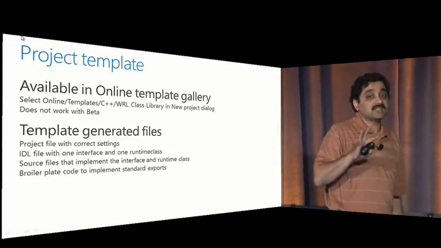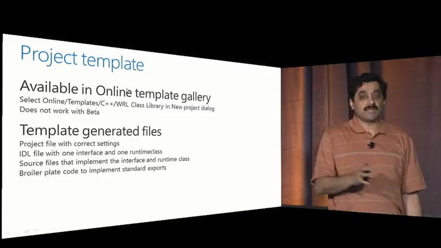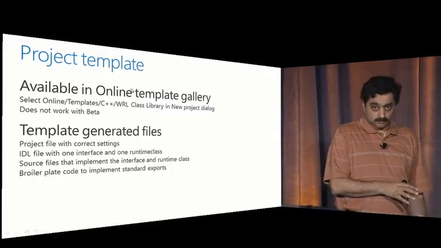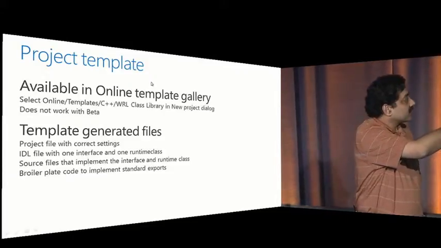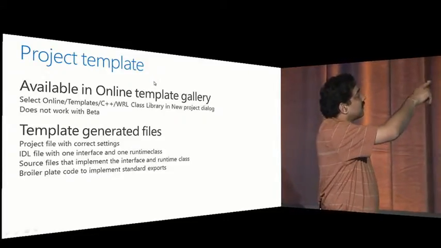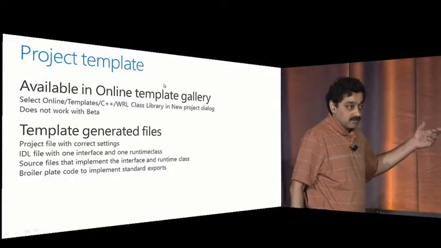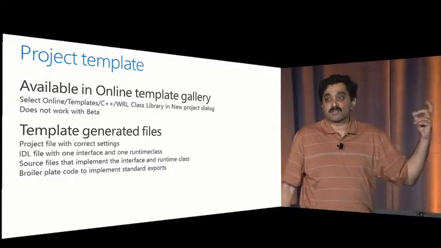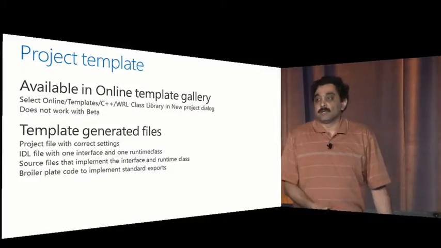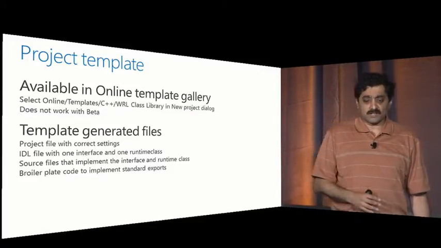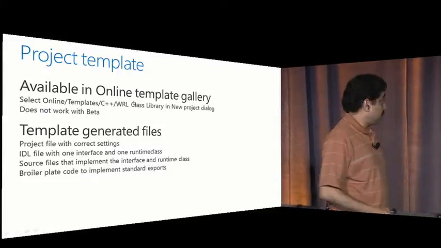Okay, so there is no WRL project template in the product. However, we have one online. So if you just go to the new project dialog and select online template C++, you will find that you can easily download and use that to start off authoring your Winati components. It does not work with beta, so you have to wait till we release the next developer preview, and then you should be able to use that.